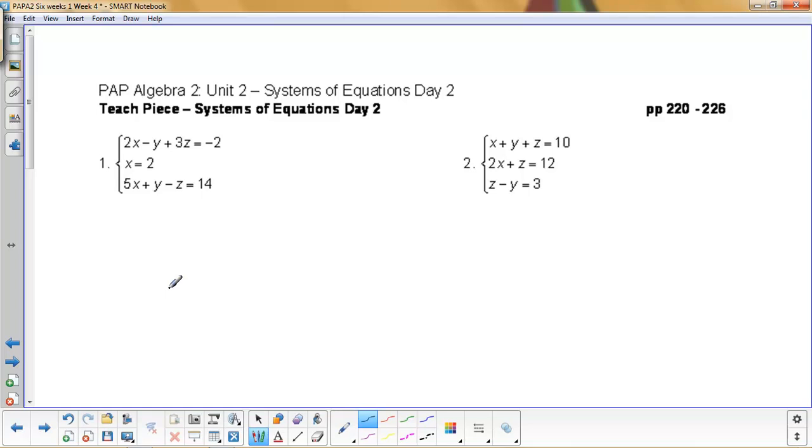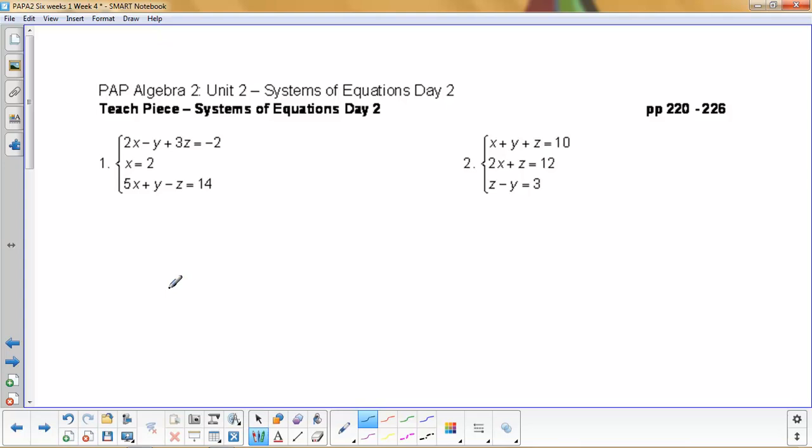Equations Day 2. Today we're going to look at three variable systems. Now notice that with two variable systems you have two equations. Three variable systems you have three equations. This isn't a big deal when problems are given to you, but when you're reading word problems and you notice there are two variables in the word problem, you only have to make a two equation system. If you notice there are three variables in the problem, then you must make three total equations.